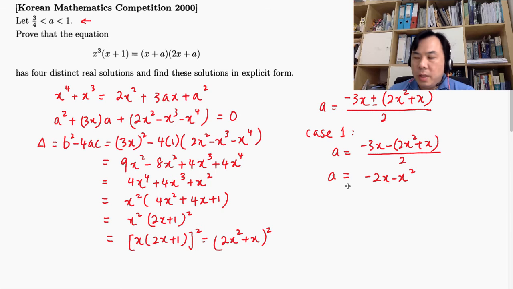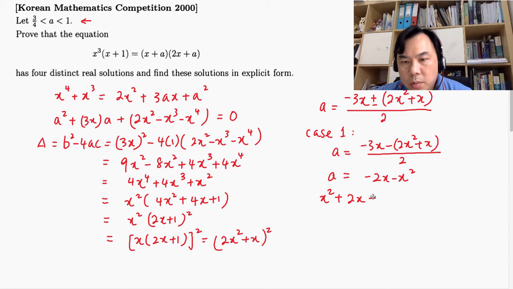From here, we can rearrange that again in quadratic form. So there's x squared plus 2x plus a equals 0. And then solving this quadratic equation in terms of x, we will be able to obtain the solution for x as negative 2.